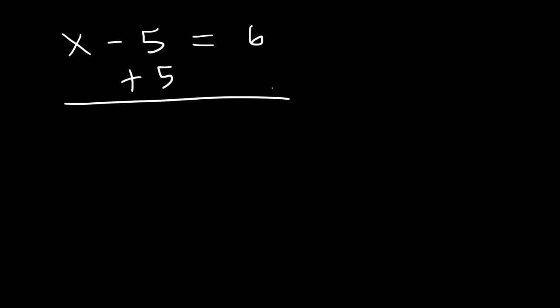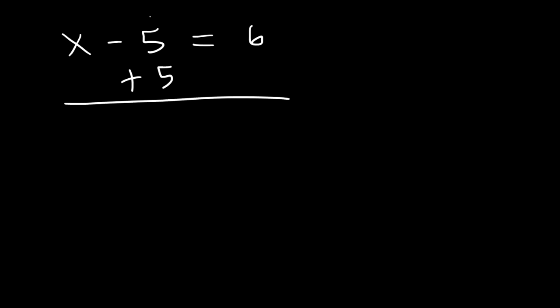Here's another example. Let's say that x minus 5 is equal to 6. What is the value of x? So what number minus 5 is equal to 6? The best way to figure this out is to get x by itself. Whenever you want to solve an equation, you need to isolate the x variable. You need to get it on one side of the equation.